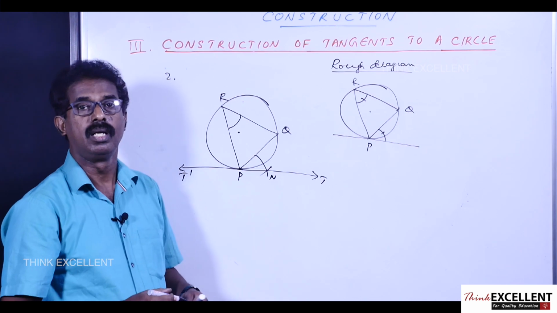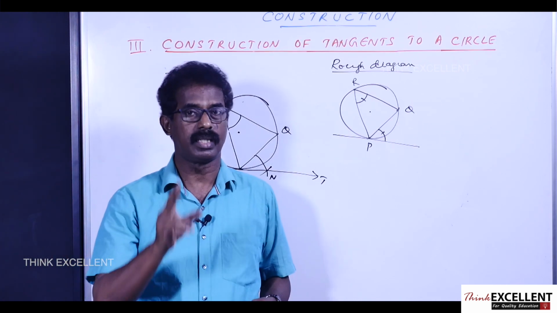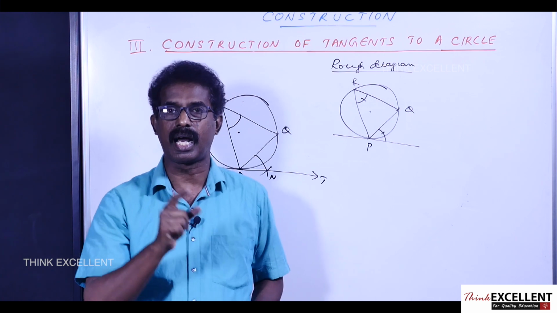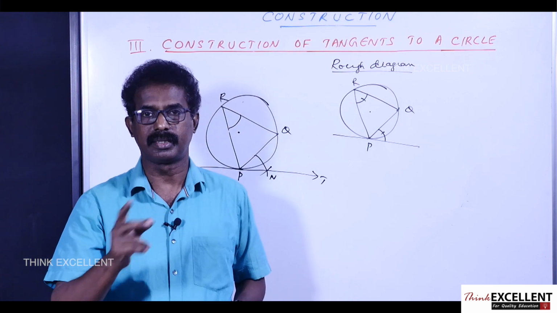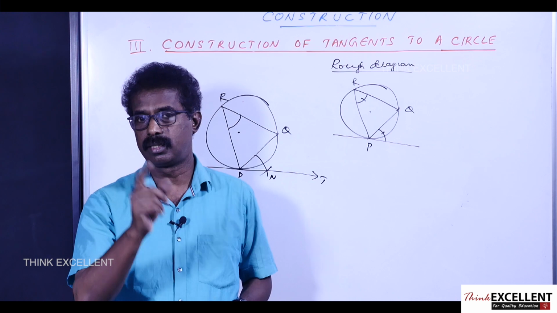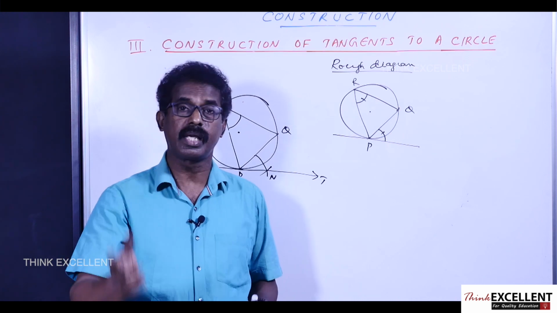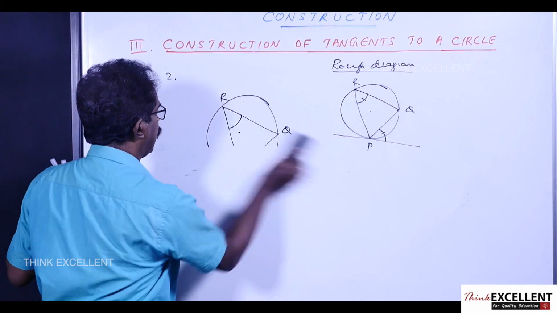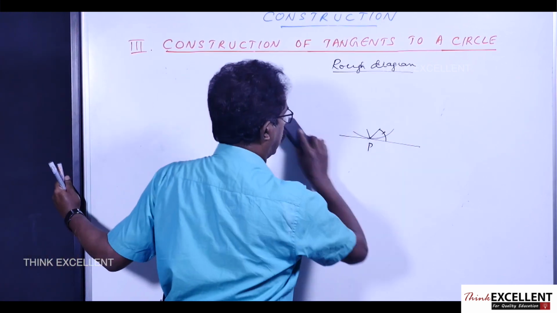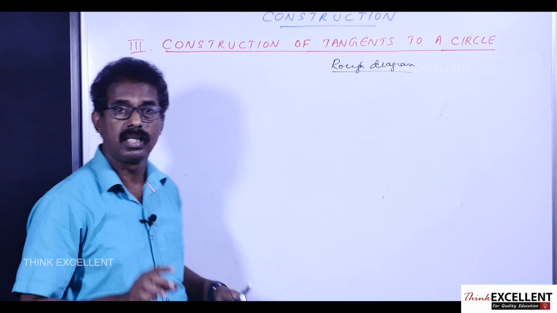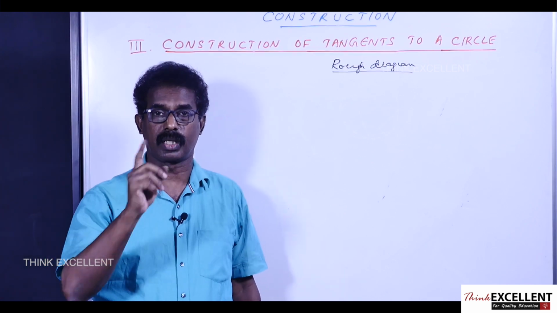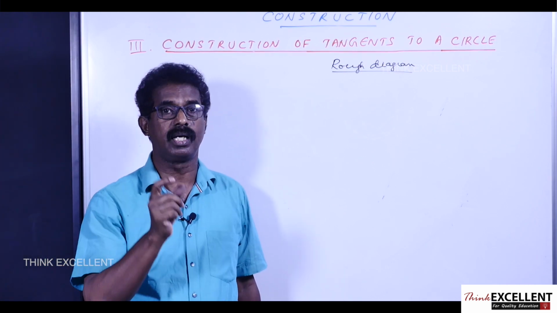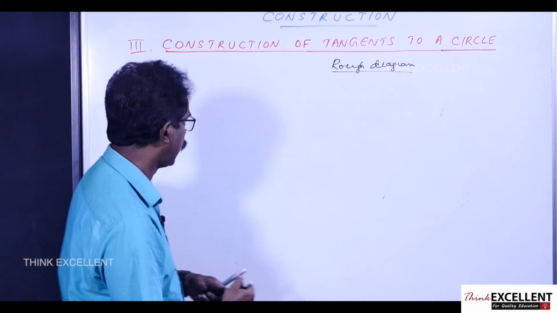So remember, point lies on the circle. There are two types. One is using center, another one using alternate segment theorem. And there is the third one, from an outside point, if the point lies outside. I'll explain if a point lies outside, then how to draw. Already I said, if the point lies outside, you can draw two tangents and both the lengths are equal, right?